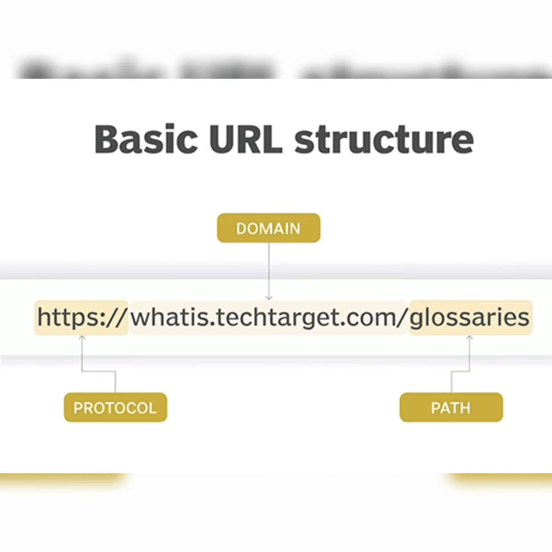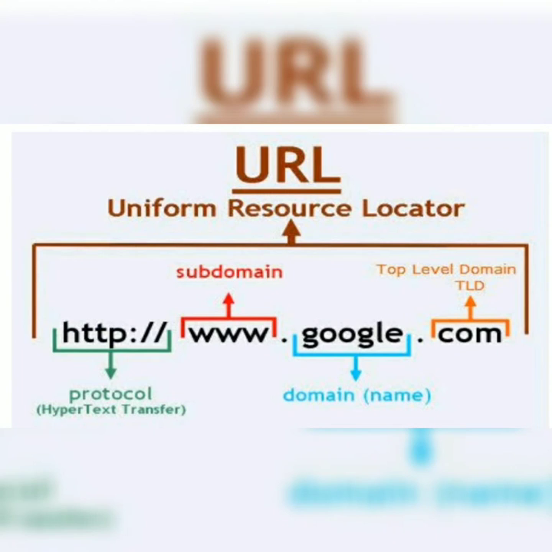Let's now discuss the basic URL structure. The basic URL structure will have a protocol, a domain name and the path. The protocol used in the URL is HTTP, that is the Hypertext Transfer Protocol, and we will have the subdomain and the main domain name, and we'll also have the top level domain name. So the URL consists of all these things. It is actually a web address.